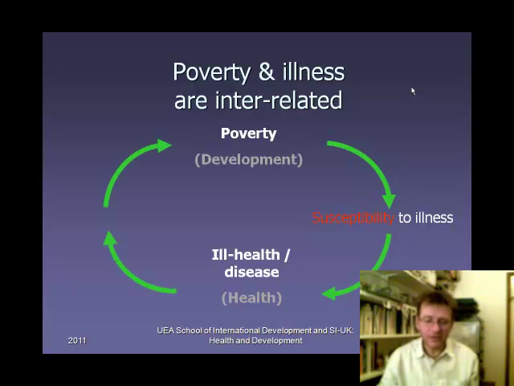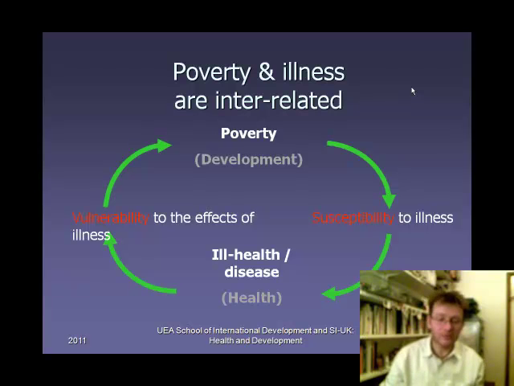We're also interested in the relationship the other way. So once people become ill, what is it that allows them to cope or that forces them into poverty? And this is where the concept of vulnerability to the effects of illness comes in. Once you're ill, what capacity do you have to cope with illness, to access treatment, to be able to pay for treatment, and to get better without becoming impoverished?